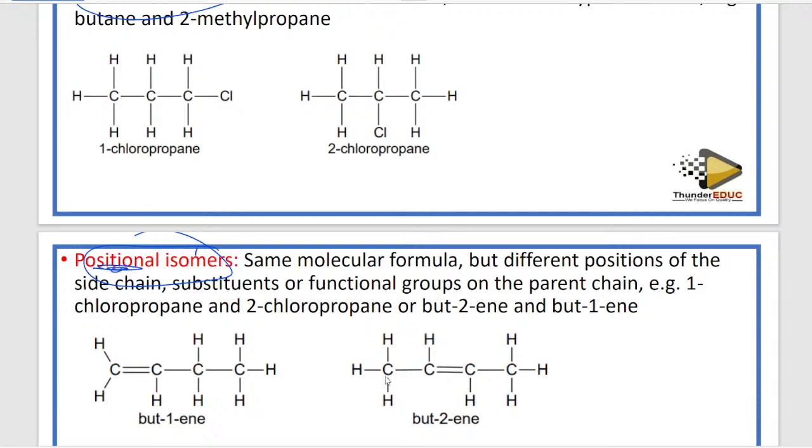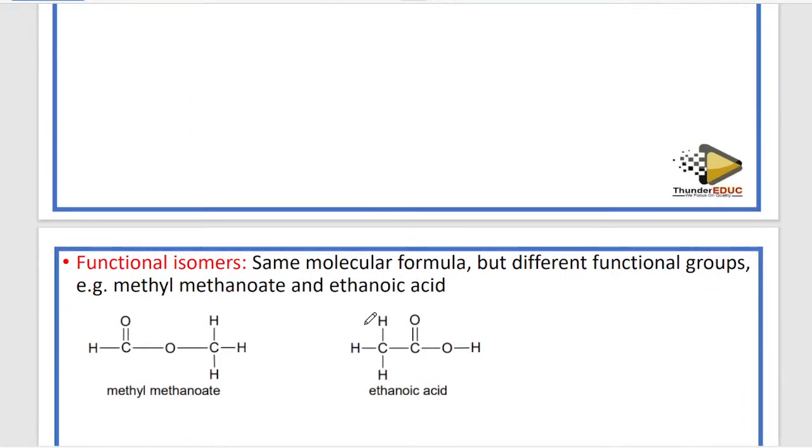So I'm going to explain everything, just giving you a simple example. And then you have what is called a functional isomer. How do you function?